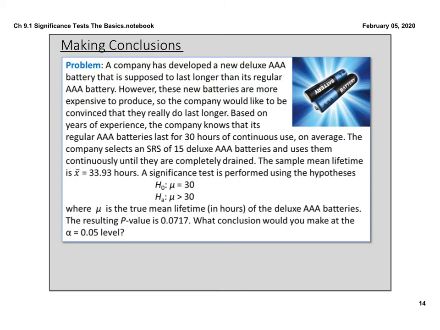Okay, so now let's talk about how that alpha level comes into play. A company has developed a new deluxe AAA battery that is supposed to last longer than a regular AAA battery. However, these new batteries are more expensive to produce, so the company would like to be convinced that they really do last longer. Based on years of experience, the company knows that its regular AAA batteries last for 30 hours of continuous use on average. The company selects a random sample of 15 deluxe AAA batteries and uses them continuously until they are completely drained. The sample mean lifetime is this.